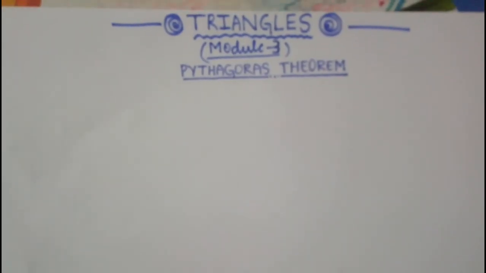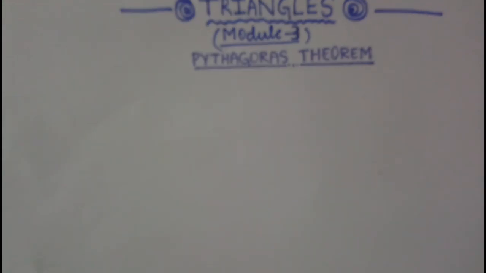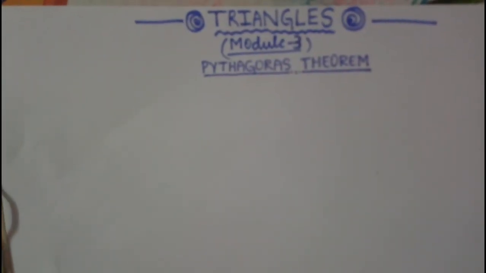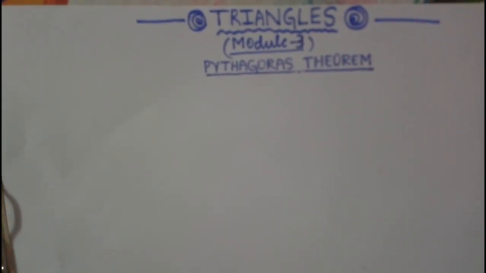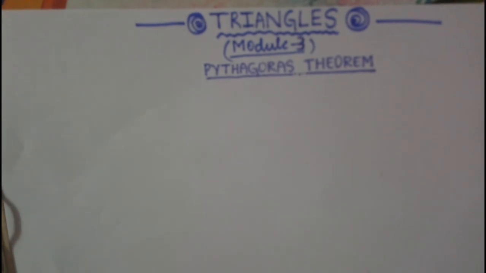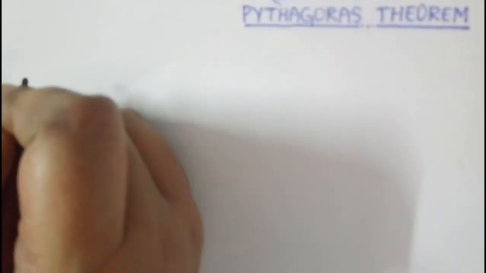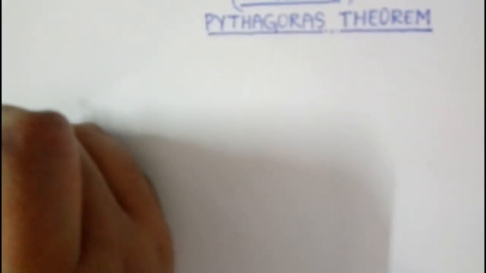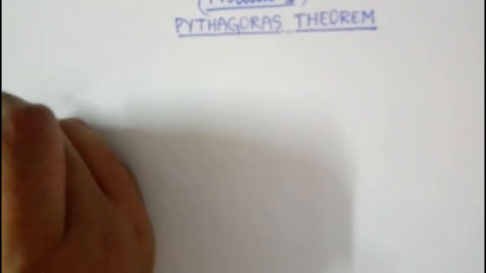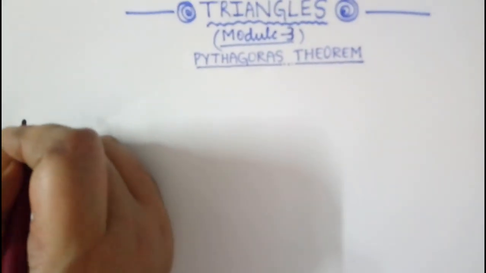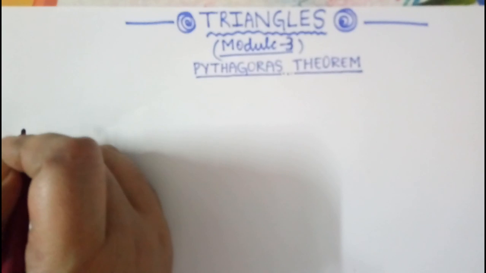You are already familiar with the Pythagoras theorem from your earlier classes. You had verified this theorem through some activities and made use of this in solving certain problems. Now we shall prove this theorem using the concept of similarity of triangles.